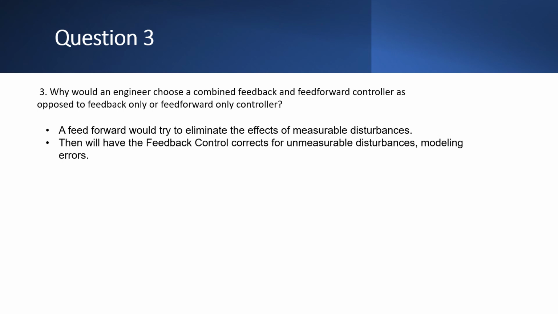Why would an engineer choose a combined feedback and feedforward controller as opposed to a feedback only or feedforward only controller? The first thing is that feedforward would try to eliminate the effects of measurable disturbances, and when we have a feedback controller as well, it will correct for unmeasurable disturbances, modeling, and errors.